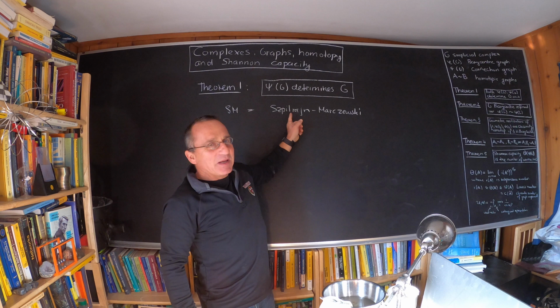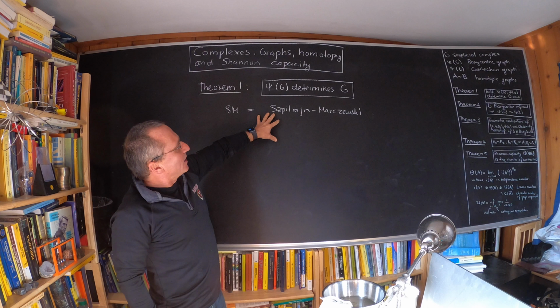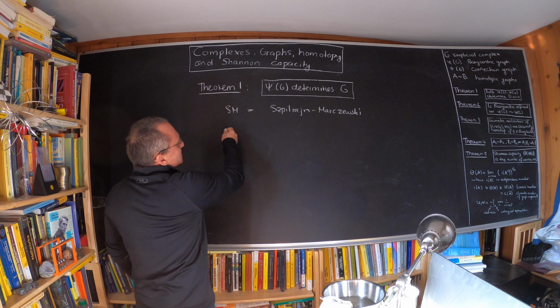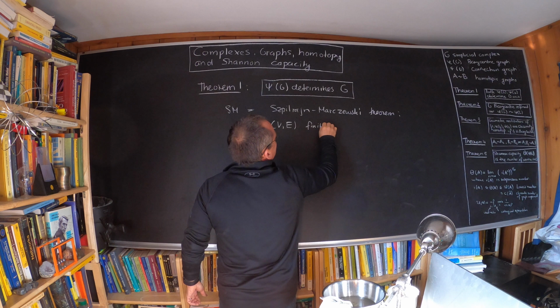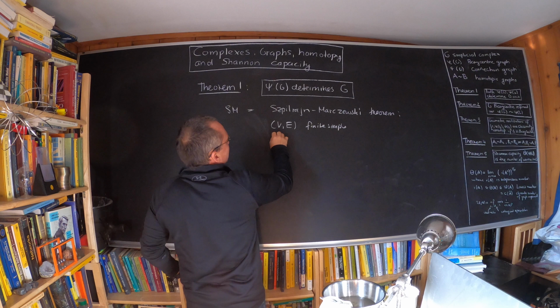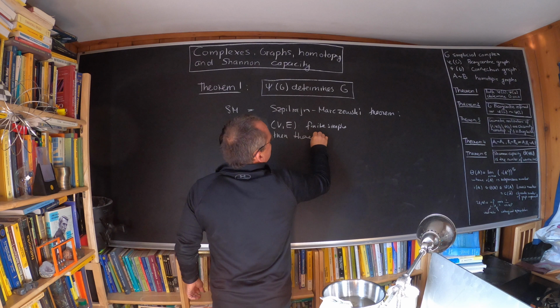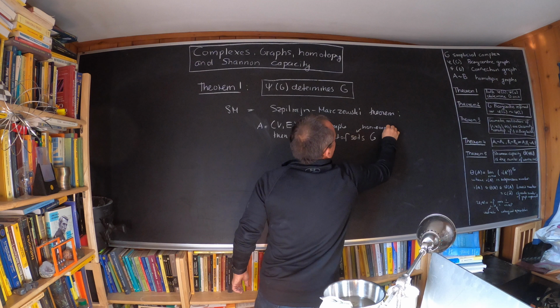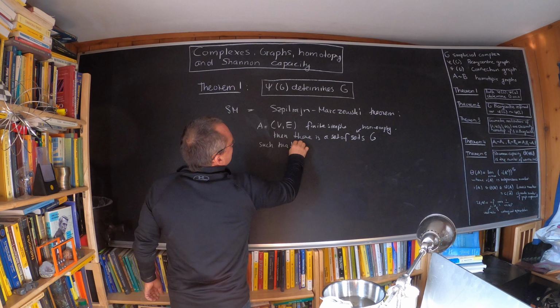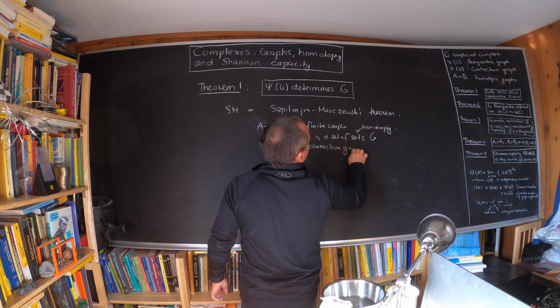Szpilrajn-Marczewski theorem. By the way, these are the same person. He was a Polish mathematician who had to change his name due to persecution during the Second World War. It's a very beautiful theorem. The theorem tells us that if G is an arbitrary finite simple graph, then there is a set of non-empty sets such that its connection graph is G. It is a very beautiful result.